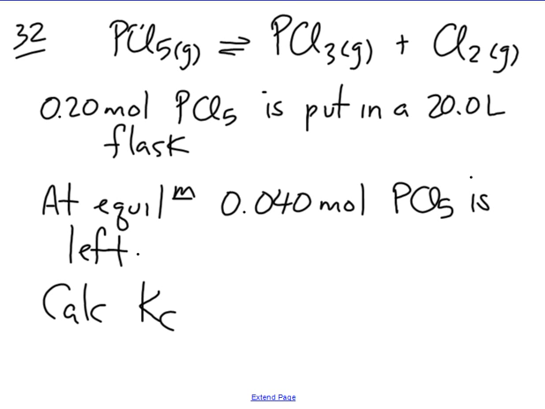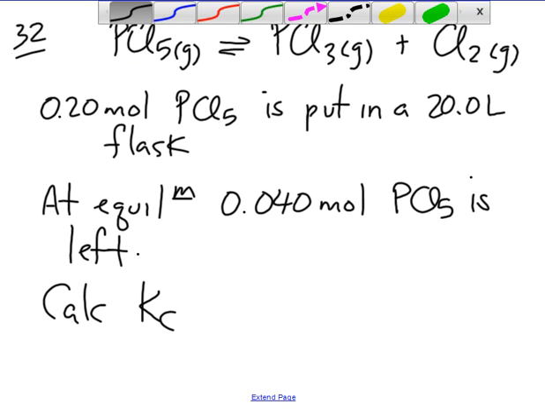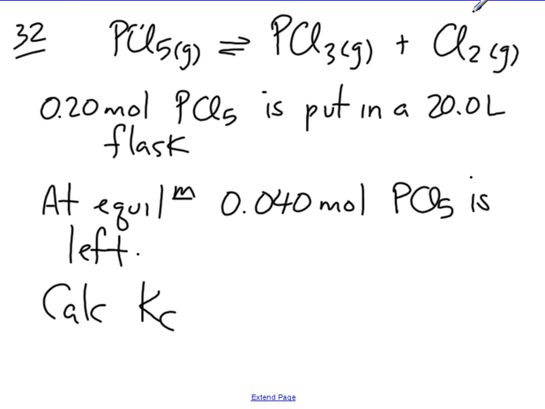All right, so we're looking at question 32. The problem is talking about the decomposition of phosphorus pentachloride. I hope you're not bothered by those names. Grade 11 chemistry, penta means 5, so PCl5 must be the phosphorus pentachloride. So that's PCl5. And it says that 0.20 moles of PCl5 is put into a 20-liter flask.